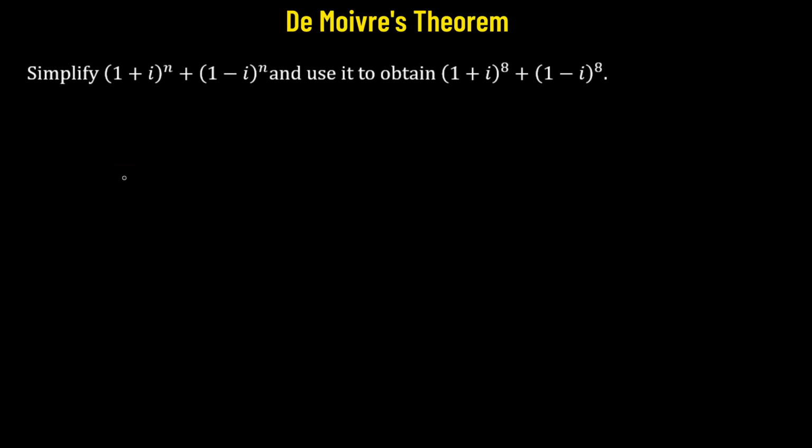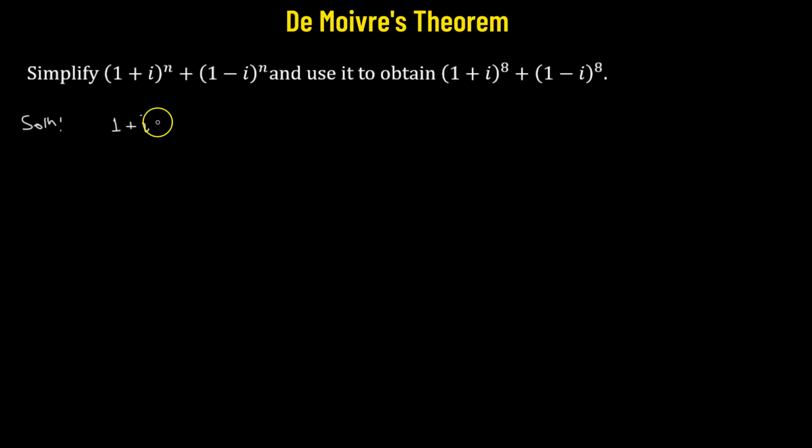In this problem, we need to simplify the expression given by (1 + i)^n + (1 - i)^n, and we will be using the simplified value to obtain the value for n equals 8. So let's begin. First, we'll start with 1 + i.